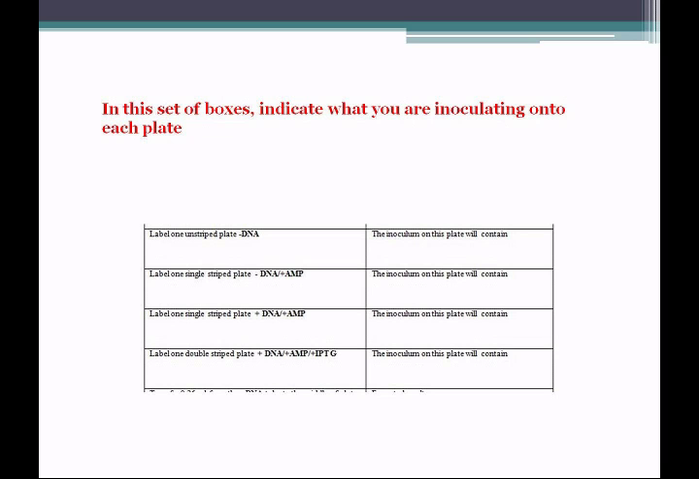You'll continue to fill in the boxes, and you'll find later in the assignment a couple of boxes that look a lot alike. So in this set, where you're labeling one unstriped plate minus DNA, what I'd like you to tell me is what the inoculum, what you are putting onto this plate, will have in it. And this will be true for all four of these plates that you're going to be preparing.